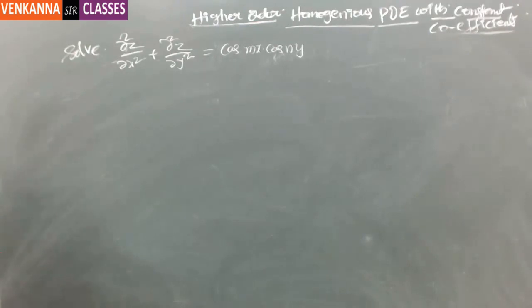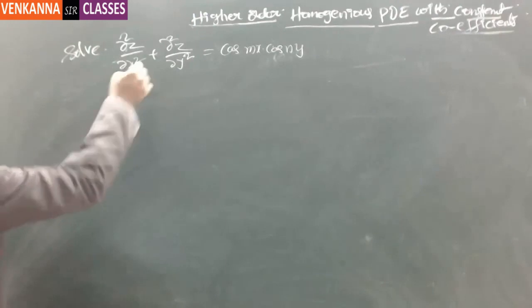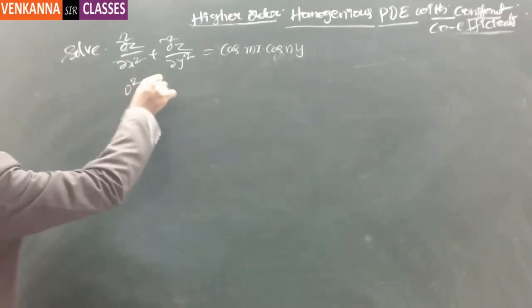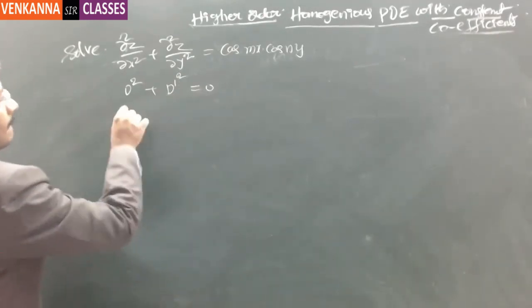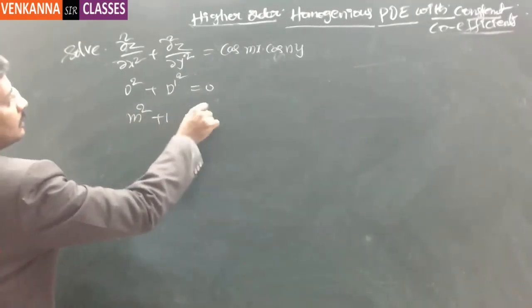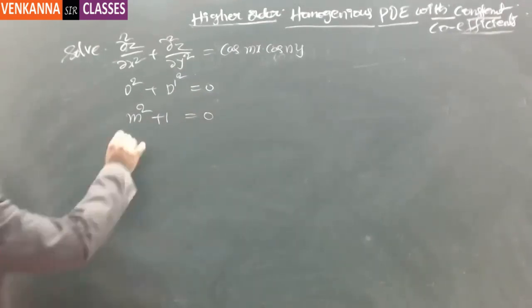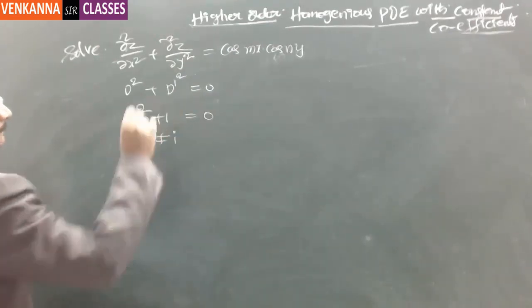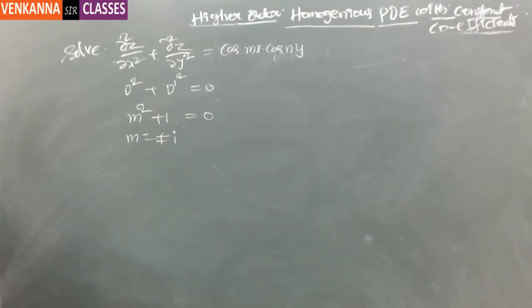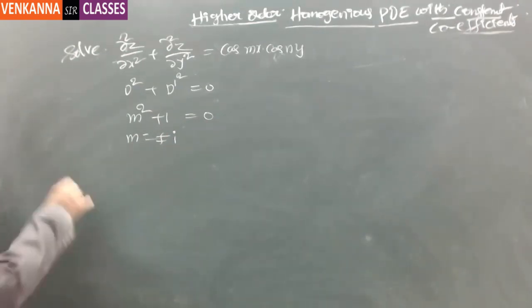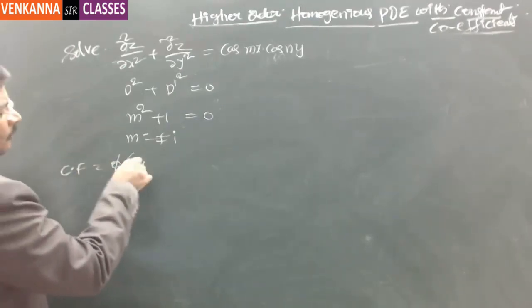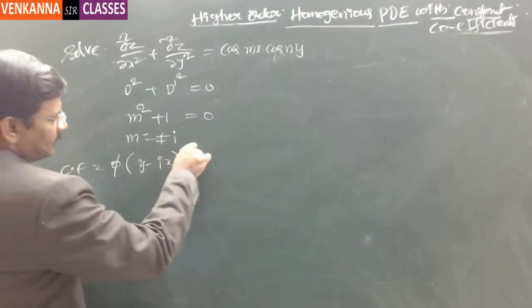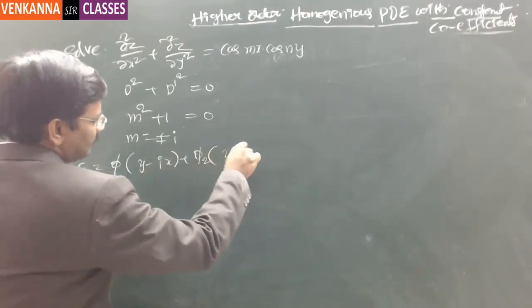Anybody got the answer for this? So the complementary function you can anyway do. This is D square plus D dash square equal to 0, or m square plus 1 is equal to 0. So m is equal to plus or minus i. Then the complementary function will be phi 1 of (y minus ix) plus phi 2 of (y plus ix).